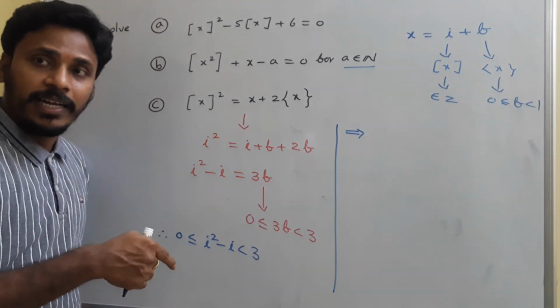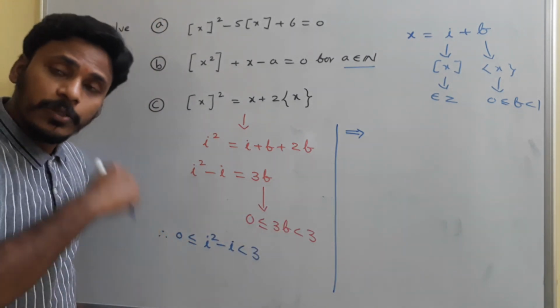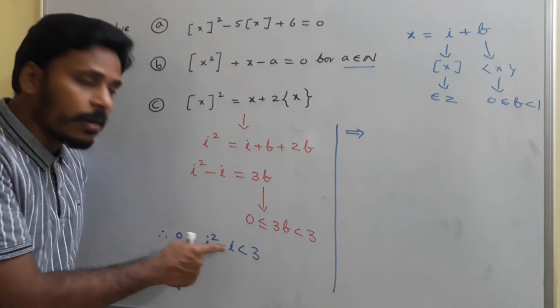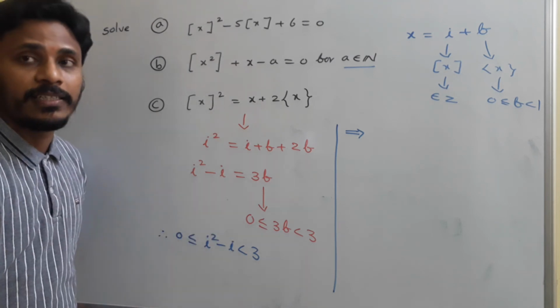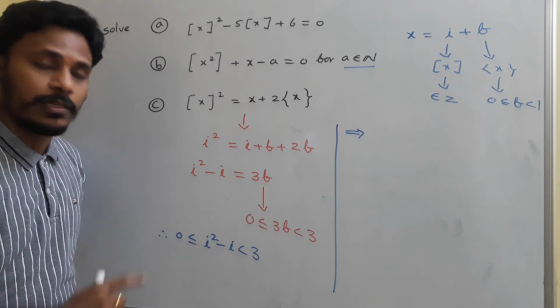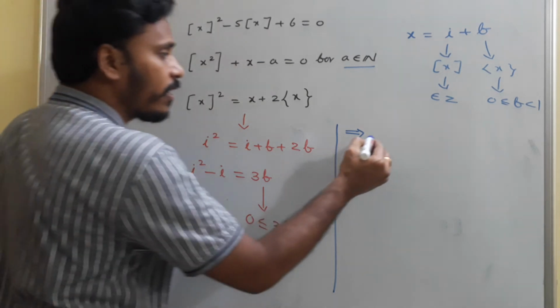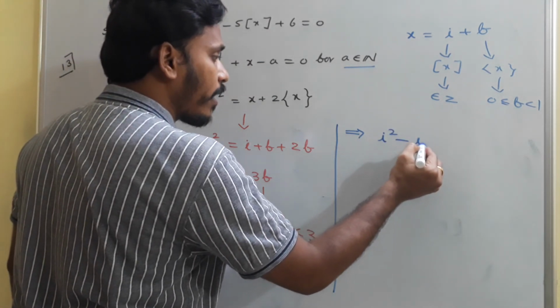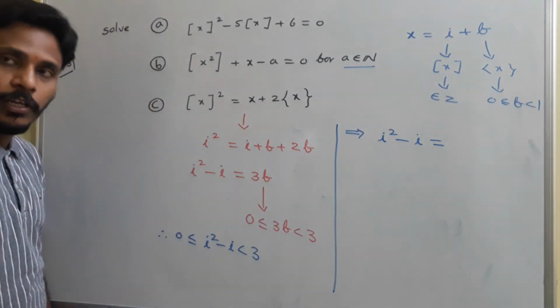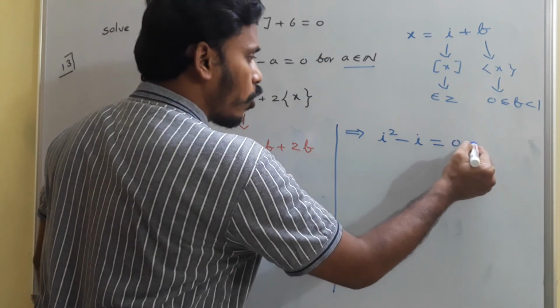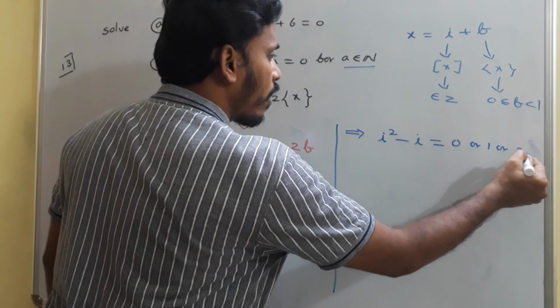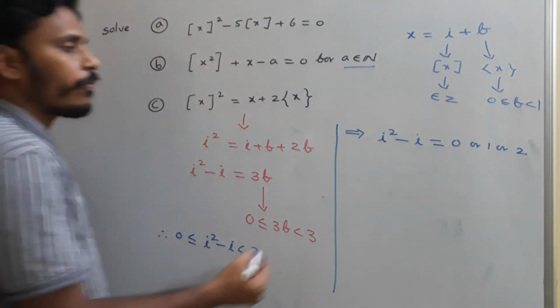I is an integer, right? Since I is an integer, I square is also an integer. Integer minus integer is again an integer. You need to work on integers. So I square minus I is an integer, and it lies between 0 and 3. So the possible values are 0 or 1 or 2. From there we need to solve.